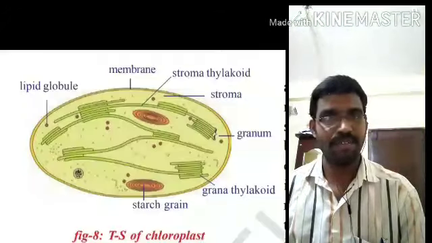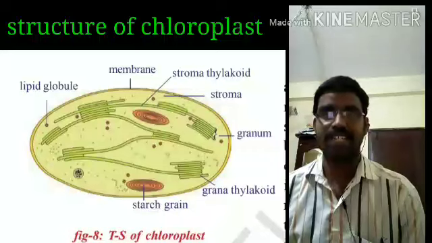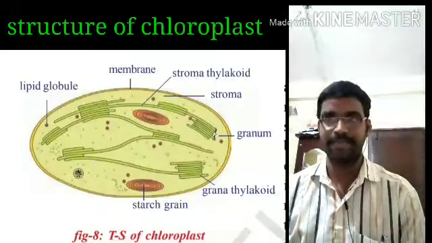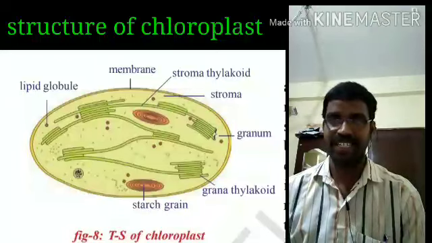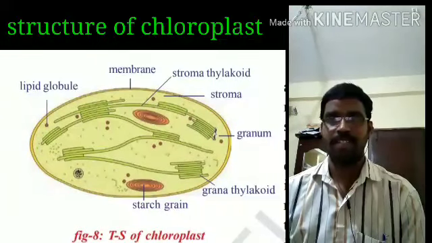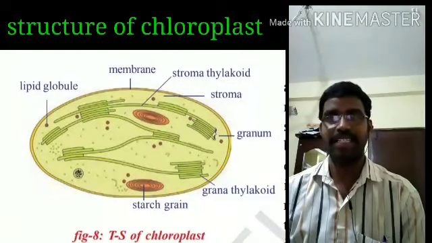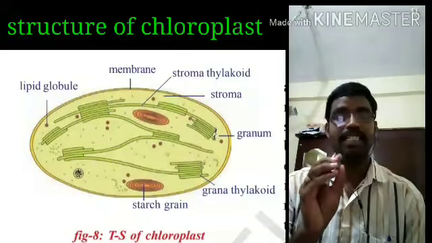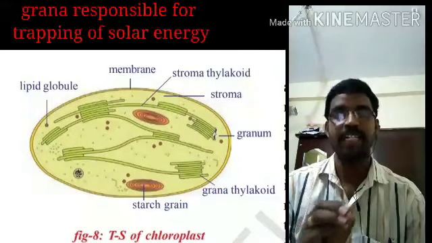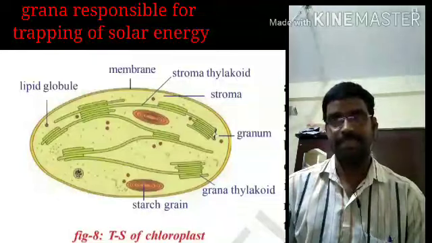Structure of chloroplast. Chloroplast is a membrane structure. There are 3 membranes present. The third layer forms stalk-like structures called grana. It is believed to be the site for trapping of solar energy. So the third layer is converted into the grana. This grana is responsible for trapping of sunlight.